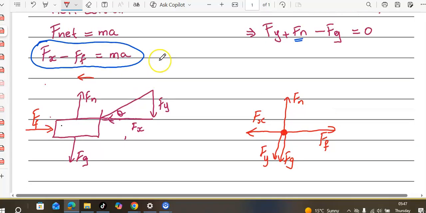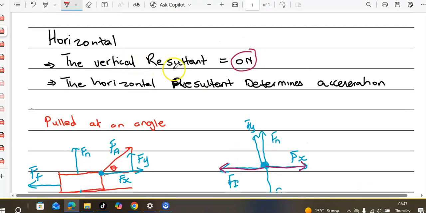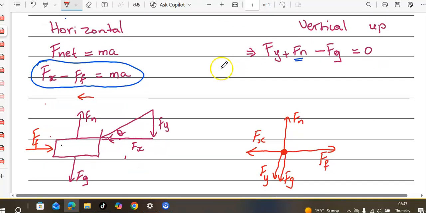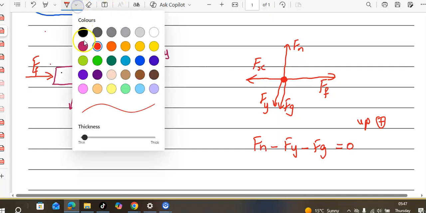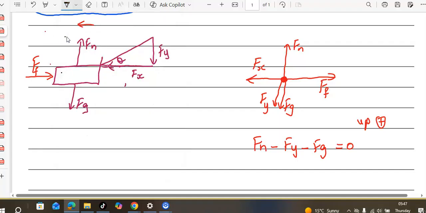So now we're saying the horizontal force and the vertical resultant. The vertical resultant is the one that is 0. We choose a direction, so let's say we take up as positive. All the forces that are going down are going to be minus. So we minus Fy, we minus Fg, and we equate this to 0. Remember, what we are currently discussing is for the vertical forces. You understand? Now you need to also do the horizontal.